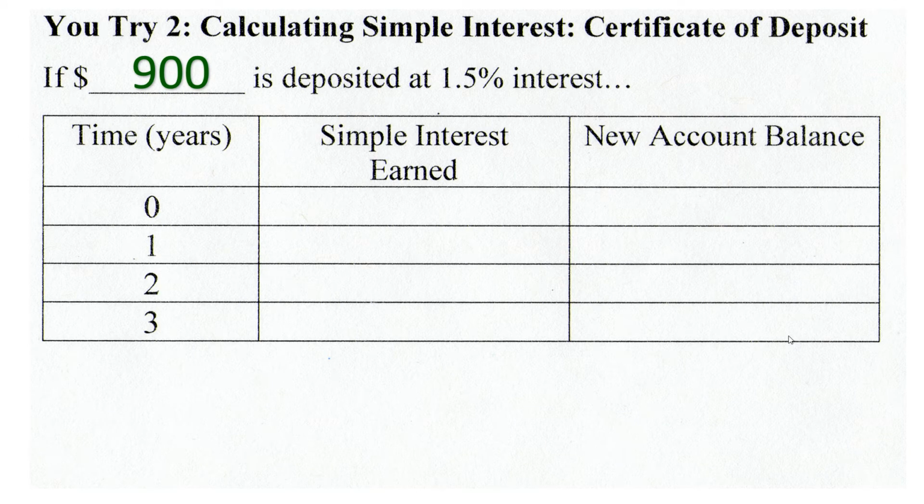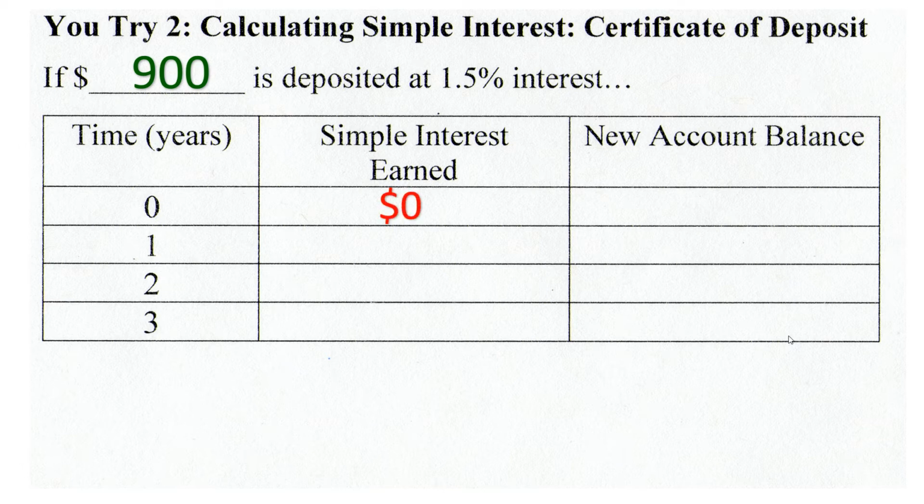Now on the You Try, which is on the right side, I think on the previous You Try I said I was at the bottom, but it's not. It was at the top right. So hopefully you figured that out. But anyways, this one is going to have a blank filled in of $900 deposited at 1.5% interest. So look at the other example and try to do this problem. So please pause the video and try the problem.